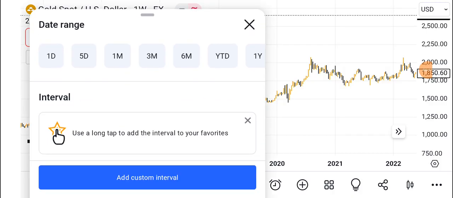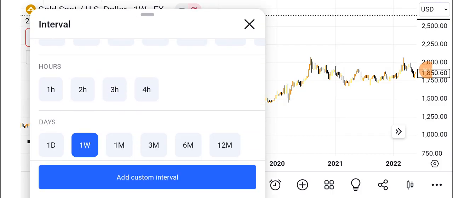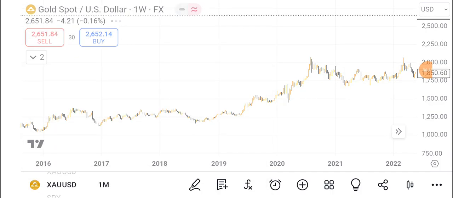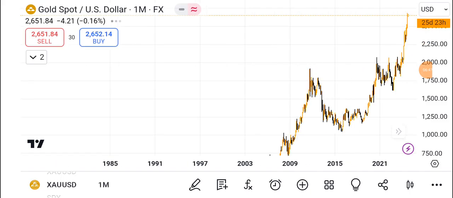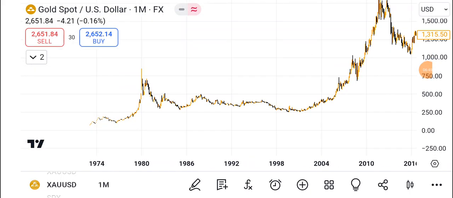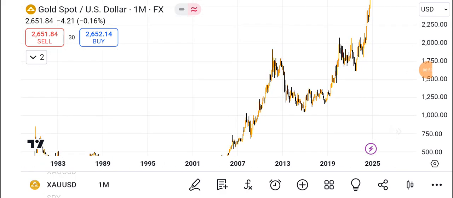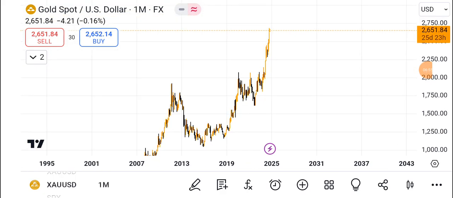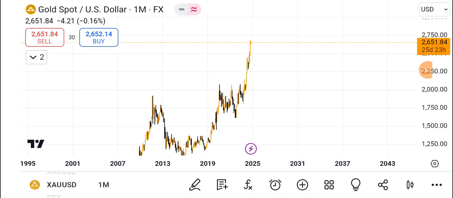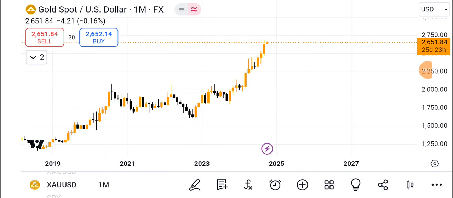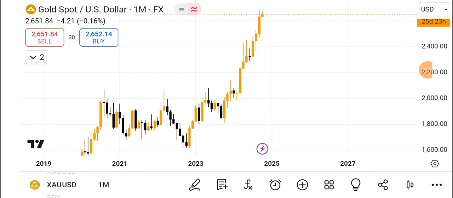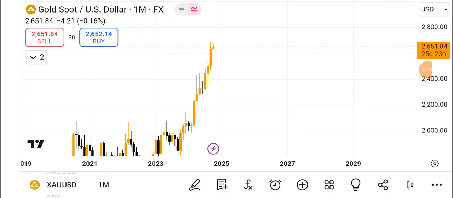If we go to, let's say, the 1 month, you see the picture of gold. See, it's going up, like pulling up. Though we have retracement to the downside, it's still pulling up. So that's to show you that gold is a safe haven asset.